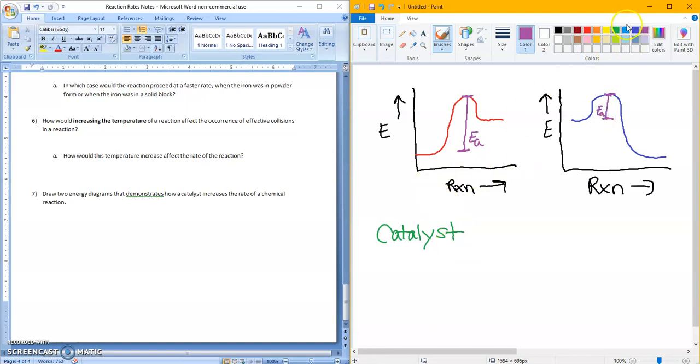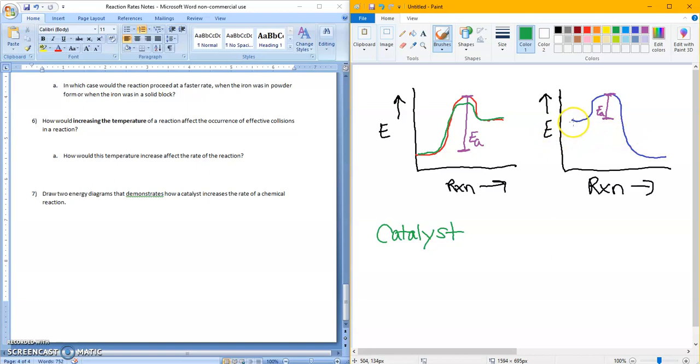Now, the thing about a catalyst is catalysts orient molecules in space so that they don't need as much energy in order to react. So everything stays the same. It's going to stay the same down here. It's going to come up, but then it doesn't quite need as much, and it comes down like that.